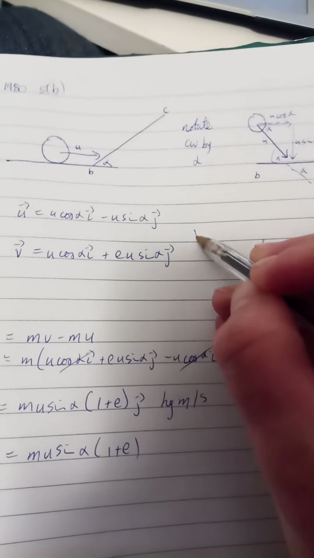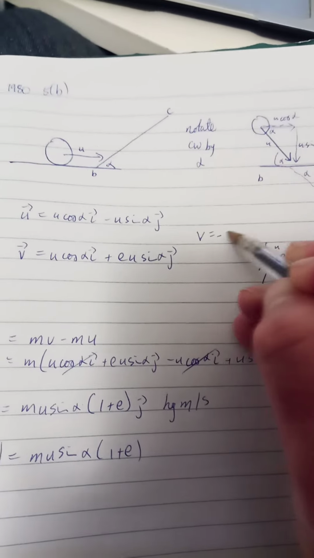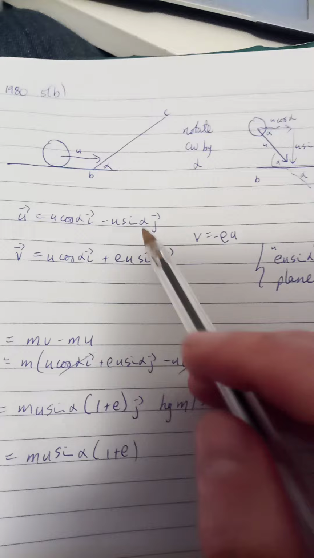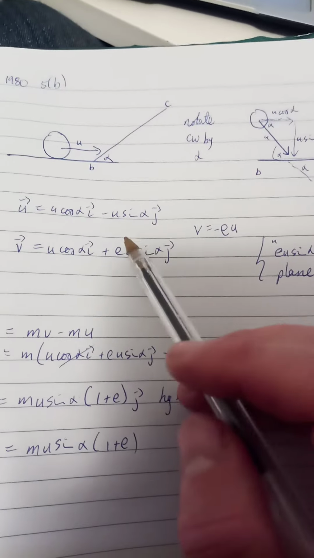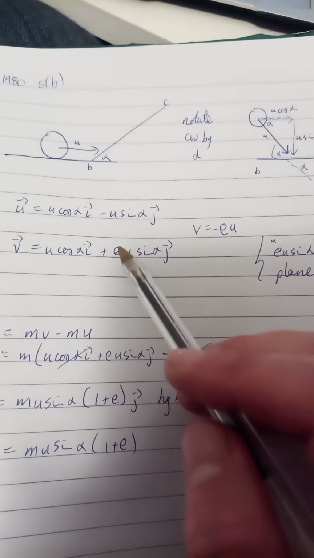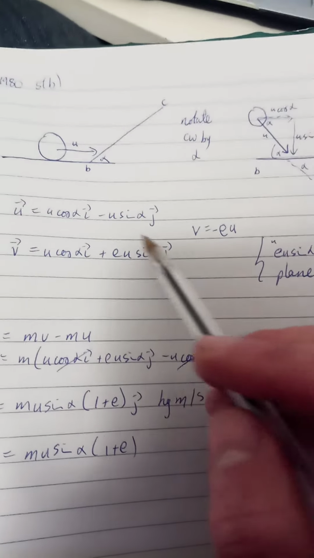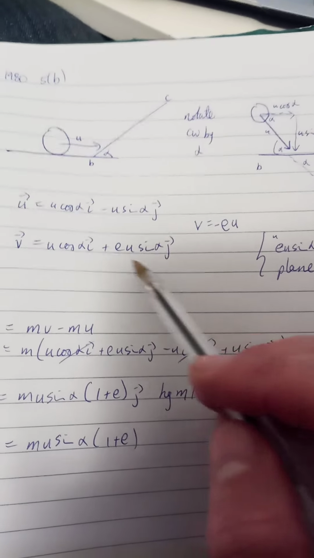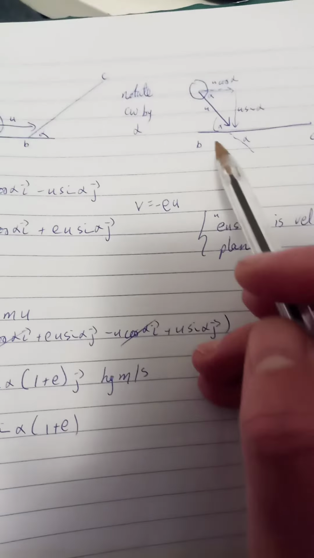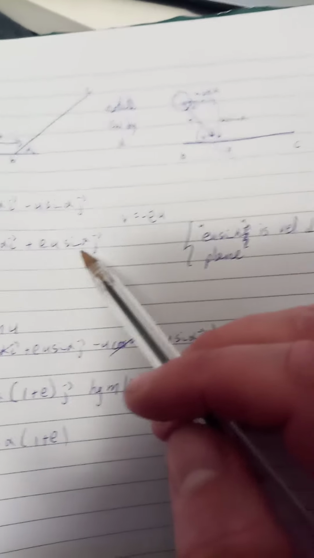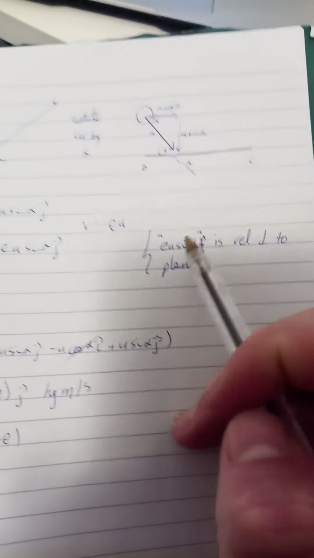To get the j component, it's going to go in the opposite direction, and we multiply the j component by e. So change the sign, put an e in front of it, and that gives me the j component. Now, that's the first part done already, because we know now the j component, which is the component perpendicular to that plane there, is going to be eu sine alpha. So that was the first part of it.